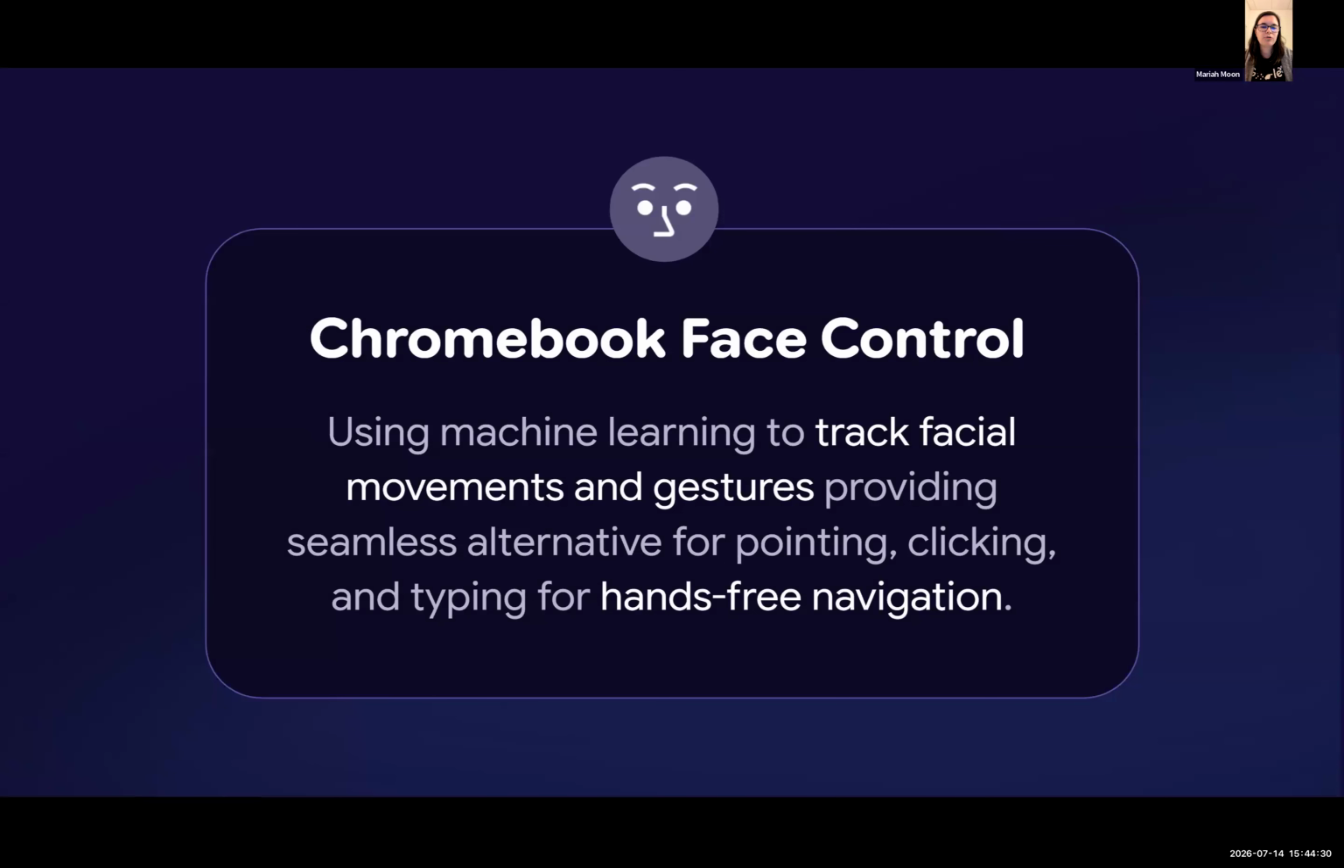So moving ahead, I'm going to talk about a Chromebook specific feature that we've been investing in, which is called Face Control. So what Face Control does is it uses the built-in camera on your Chromebook, and it tracks your facial movements and gestures. So it is designed for people with mobility differences to provide hands-free navigation. So you can basically move your head around for the mouse pointer and then do a facial gesture to click. So let's move forward one slide and see if we can play the video.